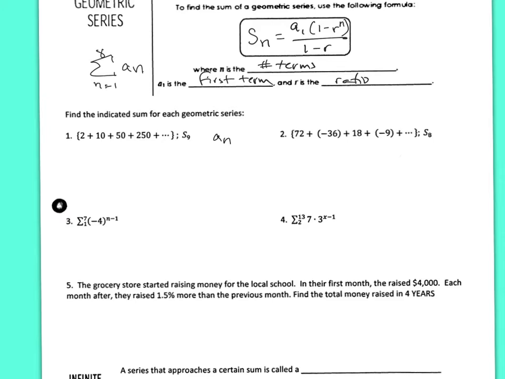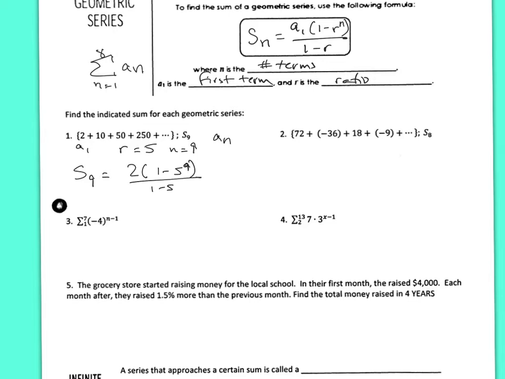So here we know, obviously a sub 1 equals 2. And our ratio, to go from term to term, 10 divided by 2, so the ratio is 5. And we know that n is equal to 9, right? Because we're looking for the sum of the first 9. So we would have the first term, 1 minus 5 to the 9th, and then, of course, divide by 1 minus 5.